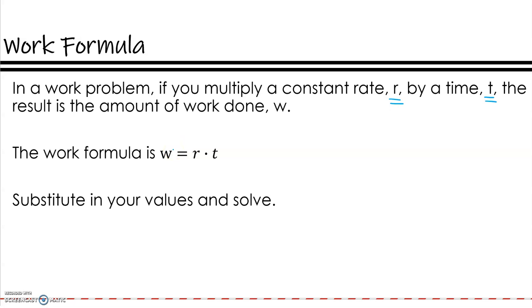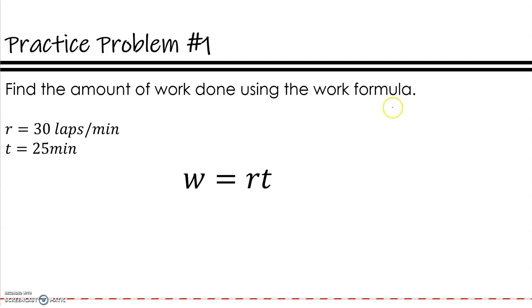So let's look at a couple of practice problems. Here's the first one. Find the amount of work done using the work formula. So they're telling us our number of laps and they're telling us the time. So we're going to be looking for the work. Our rate, again, is 30 laps per minute. And we're multiplying that. I'm going to use parentheses to show that I'm multiplying by 25.